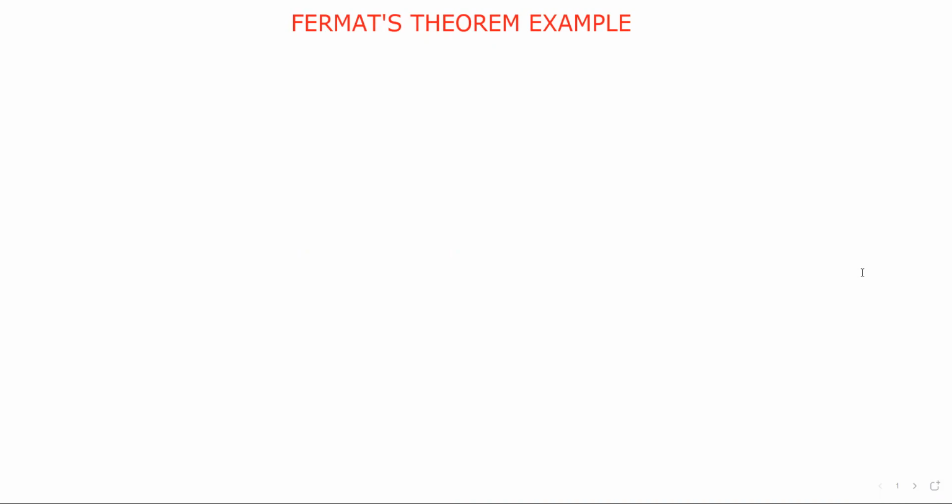In the previous session, we had discussed Fermat's theorem with two examples. Now in this session, we will discuss Fermat's theorem with one more example. We already know what Fermat's theorem is.